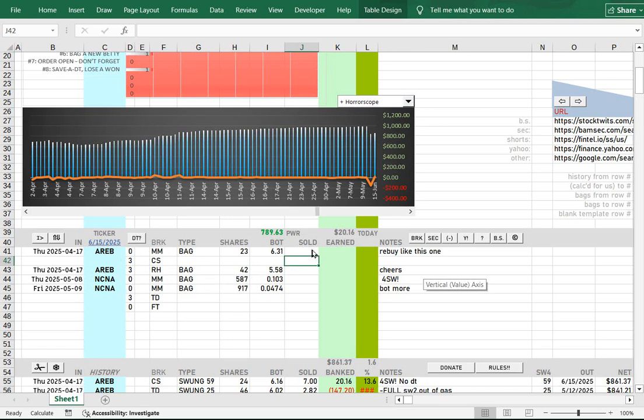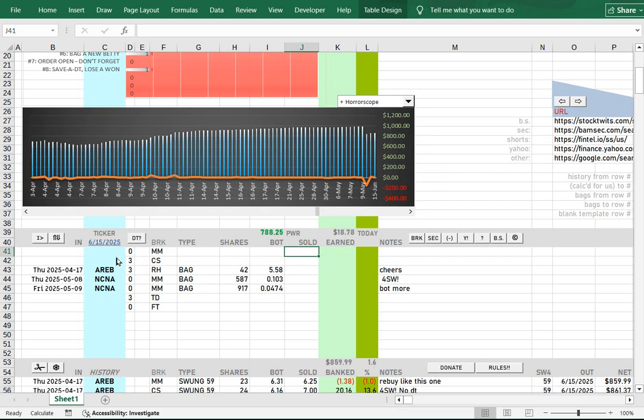Let's return to our bags and close a position, sell a stock. Input price sold. The trade automatically moves from the bags arena to history. The new trade is charted and profit, or loss, is accumulated.